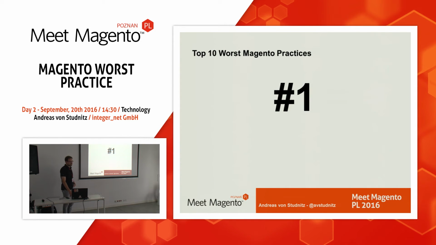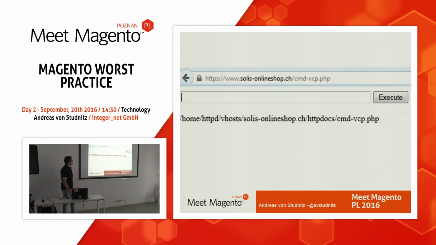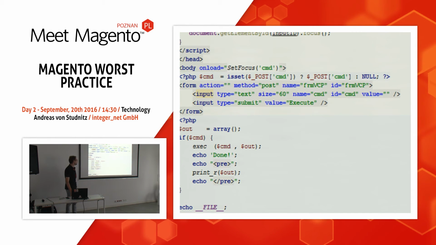Okay, let's get to number 1. It's from the same shop again. I'll tell you after that what it's about. I'll tell you just, I found it in this file. It's cmd-vcp.php. Could mean anything. So I had a look at this file. I called it from the front end, and it's just a text line and a button where you could click execute and the file name below, and this is the code which is behind.